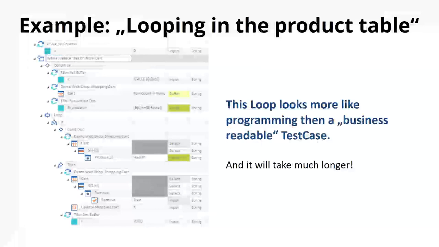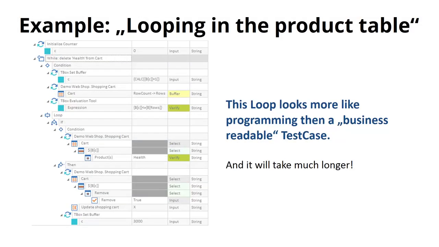As you can see here, we have a product table in the demo web shop. And here, this is one example of such a loop. There is a counter set at the beginning. There is always calculated the counter plus one. There is a condition checked if the row count is smaller than our counter, the row number, sorry. And then there is an expression evaluation that checks if the row number is smaller than the counter.